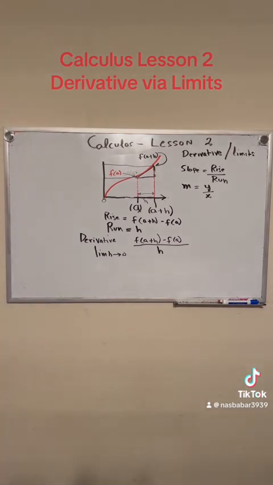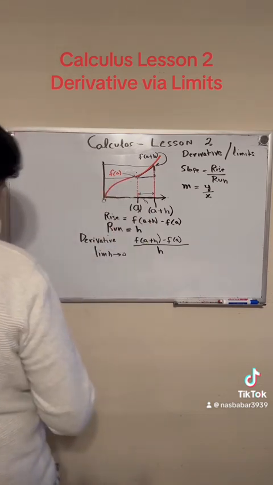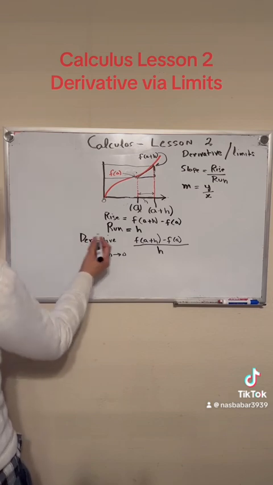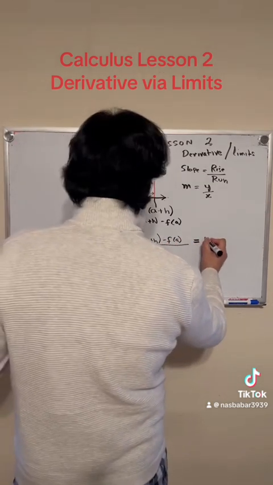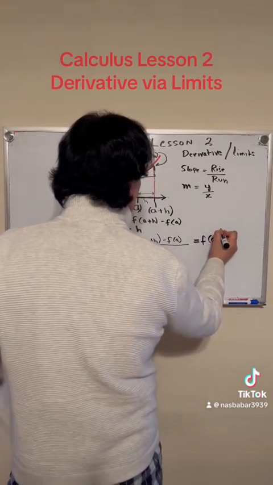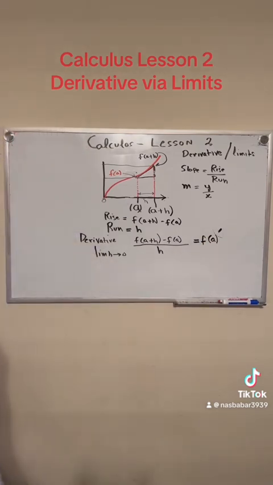All right. Now, if you solve this, apply some algebra and everything, what you will get is this right here. This right here is f prime of a. This prime denotes derivative, okay?